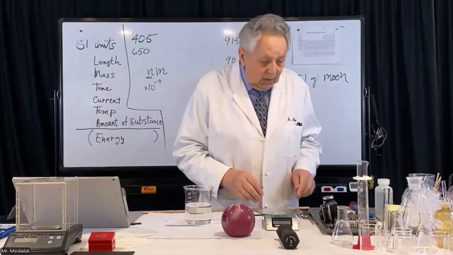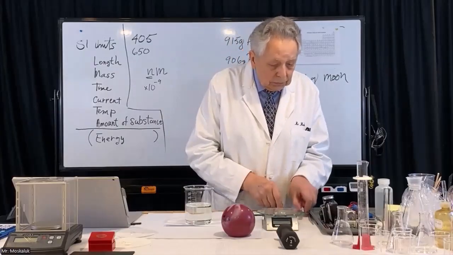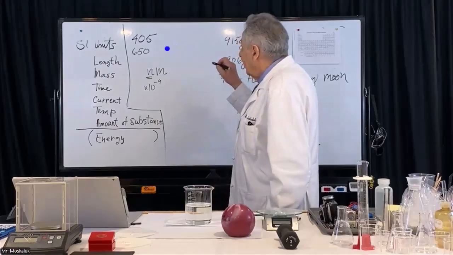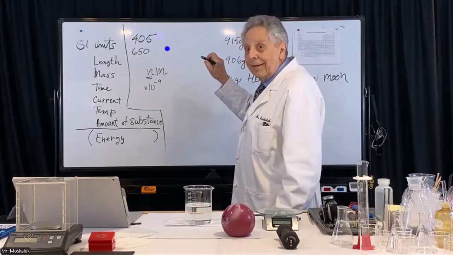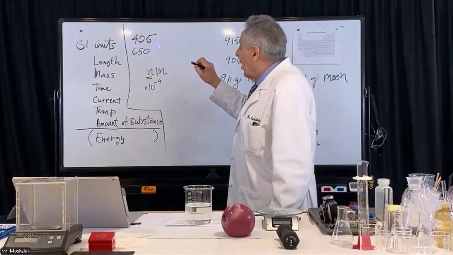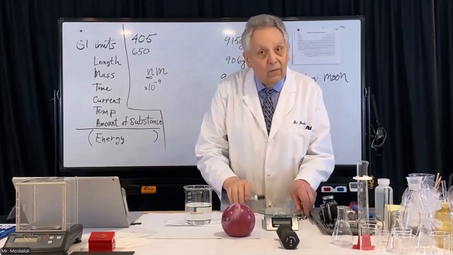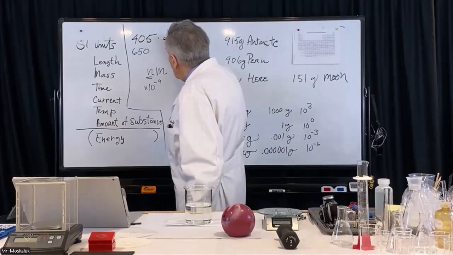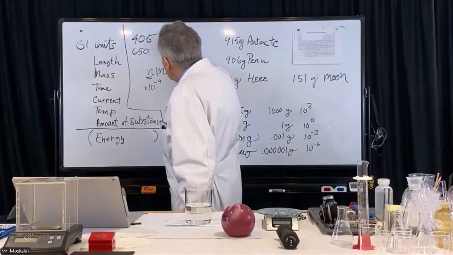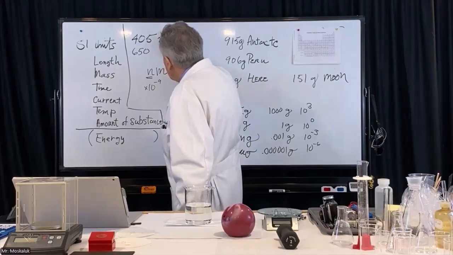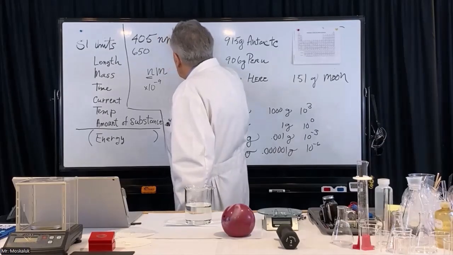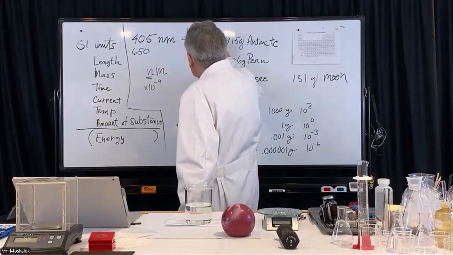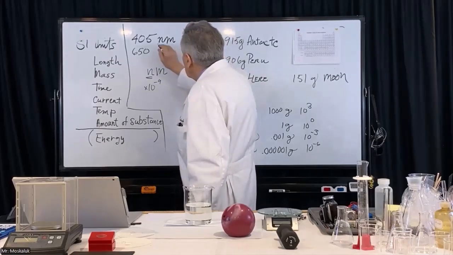And what you're going to find is that we'll be measuring this. Light. That 405 stands for 405 nanometers. 405 times 10 to the negative 9 meters.